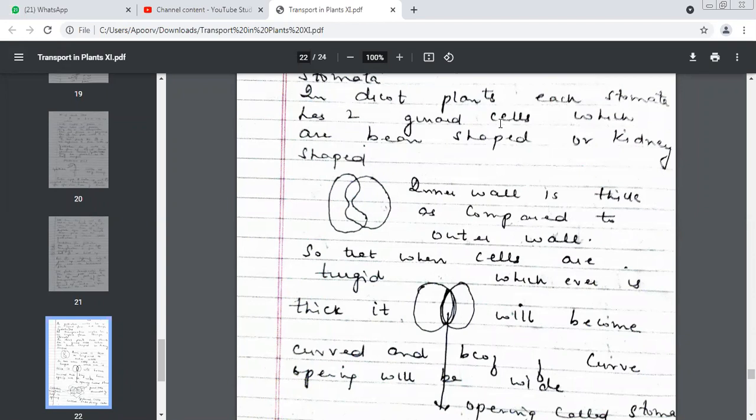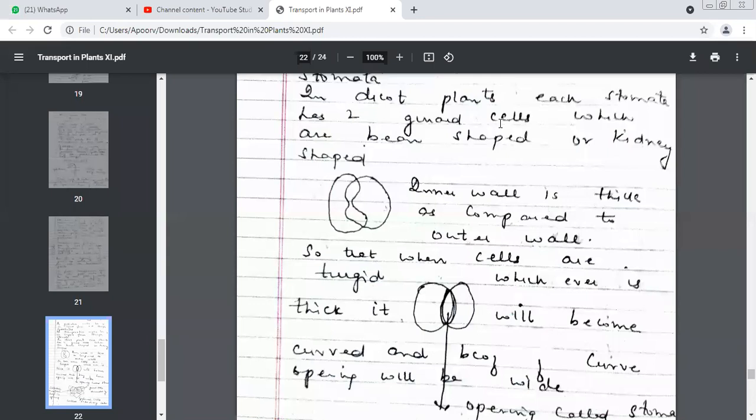Very good. So what happens is when cells become turgid, I told you the meaning of the word turgid. Tell me, what is turgid and flaccid? When a cell swells up and contains water, it is called turgid. And when the cell has lost water, we call it flaccid.